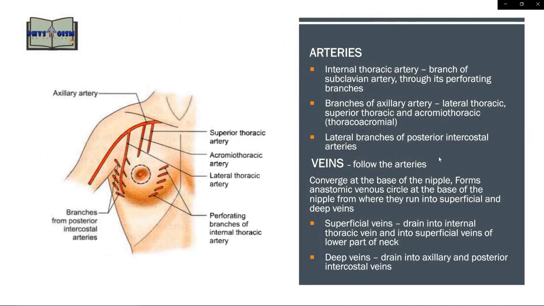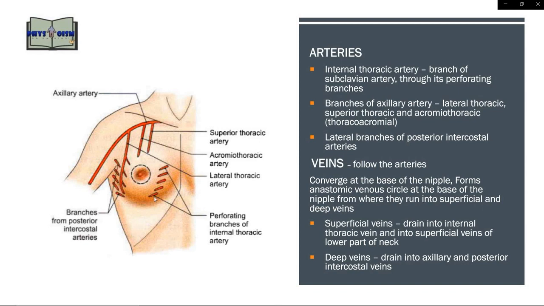In the blood supply of the mammary gland, we have both arterial supply and venous drainage. First we'll talk about the arterial supply. In this arterial supply, we have the internal thoracic artery, branches of the axillary artery, and lateral branches of the posterior intercostal arteries. These are the arteries giving the blood supply to the mammary gland. The internal thoracic artery is a branch of the subclavian artery.